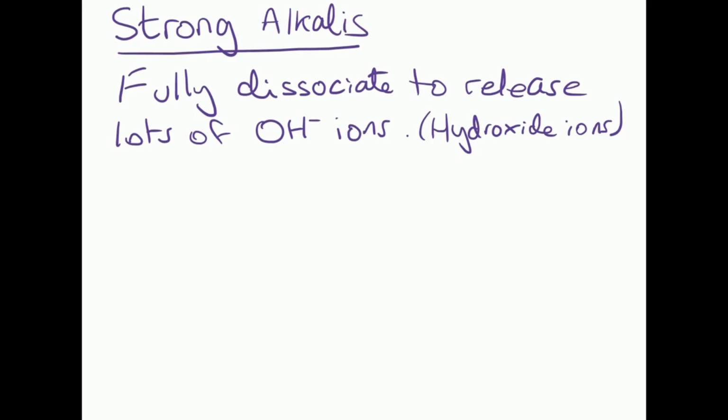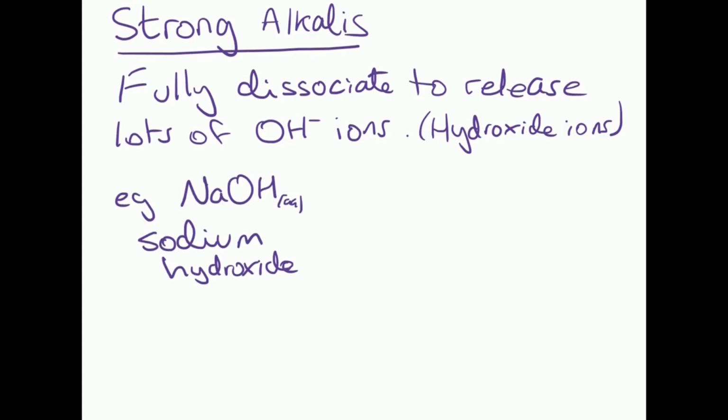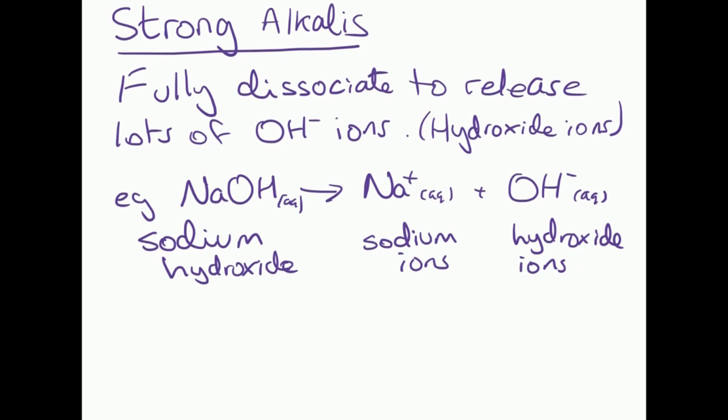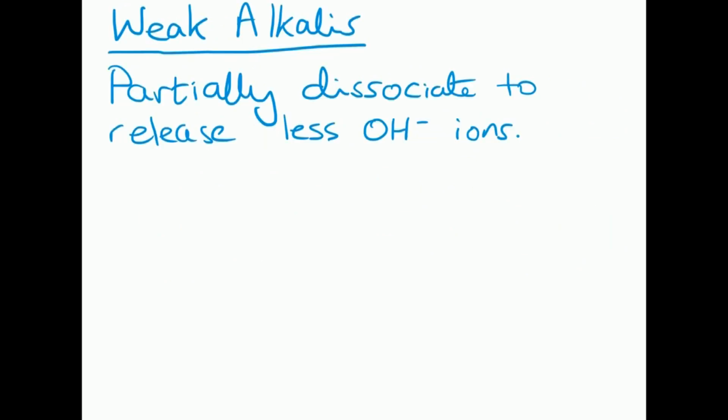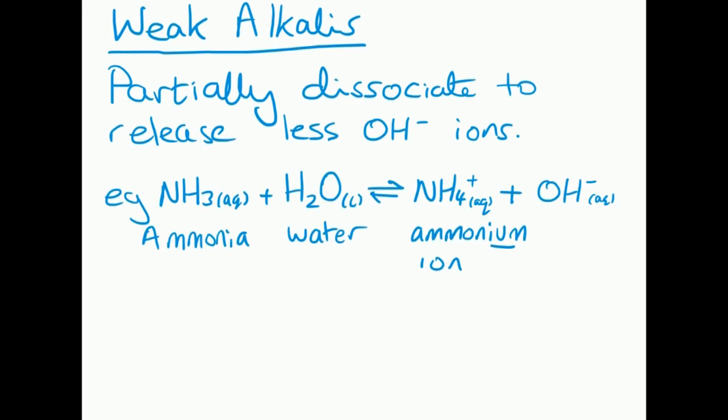which are OH- ions, and they're what make it an alkali. So sodium hydroxide is a strong alkali that fully breaks down to release sodium ions and lots of hydroxide ions. Weak alkalis only partially dissociate, so they will release fewer hydroxide ions. So in this case we've got ammonia dissolved in water, and that produces something called an ammonium ion and hydroxide ions. But once again, it's a reversible reaction, so some of those products will change back into the reactants, meaning we've got fewer hydroxide ions, so it's a weaker alkali.